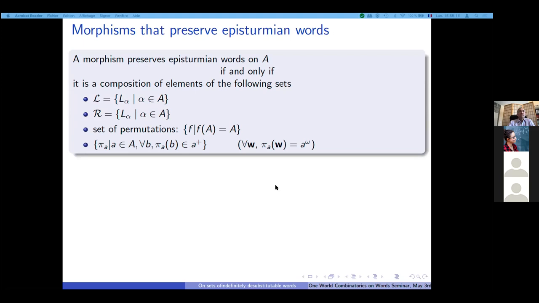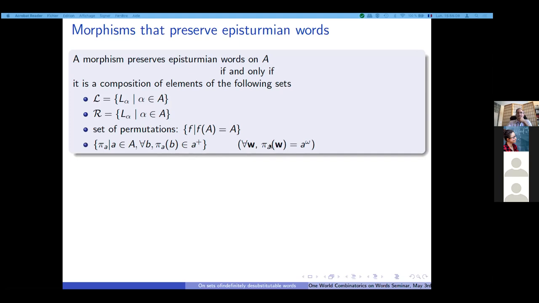Here the characterization is obtained, which is not very surprising. A morphism preserves episturmian words if and only if it is a composition of L and R morphisms and permutations. It is easy to show that these morphisms preserve episturmian words using the characterization of Justin and Pirillo that I previously mentioned. And there are also some kind of trivial morphisms that map any letter, but also any finite word, to a power of a, and so the image of any word is a periodic word with period a.